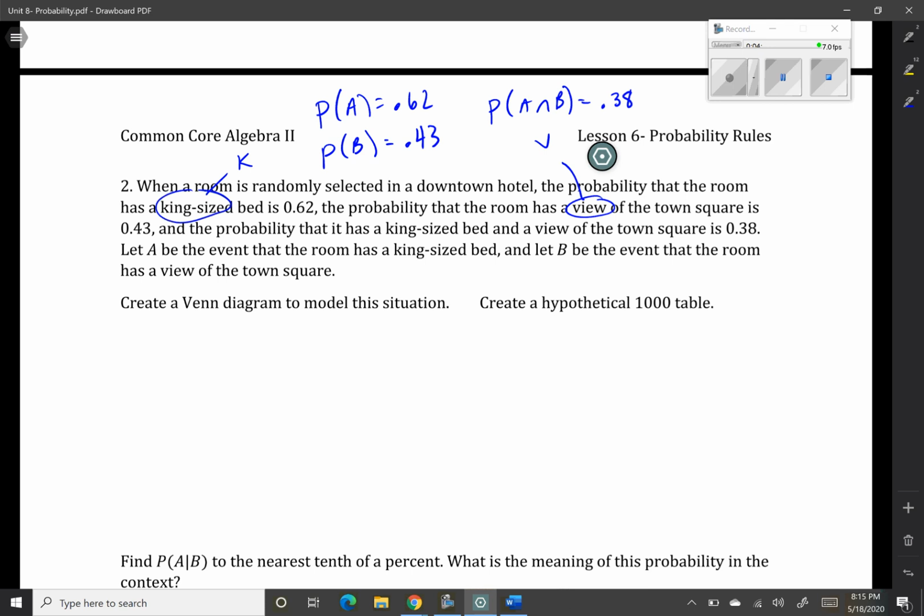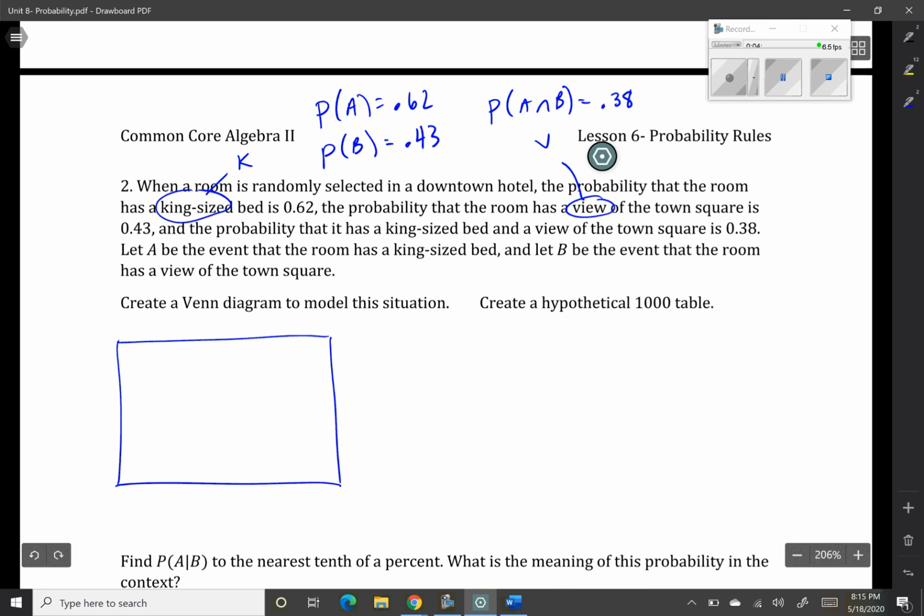So if we're creating a Venn diagram, we start with our square to represent all the different probabilities that can occur. I have one circle for event A. I know these circles are going to intersect because there is a chance of them happening together, meaning these are not mutually exclusive. And the first probability we want to put into my Venn diagram is the probability of A and B happening. So I'm going to put 0.38 right in there.